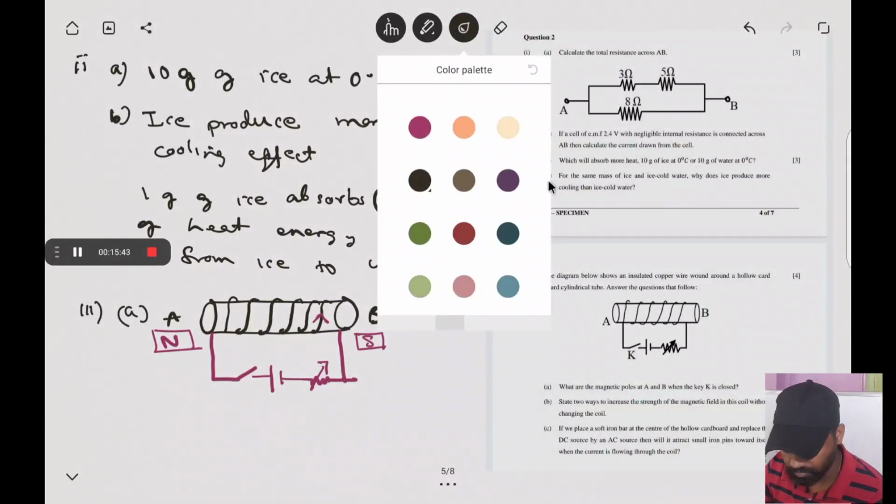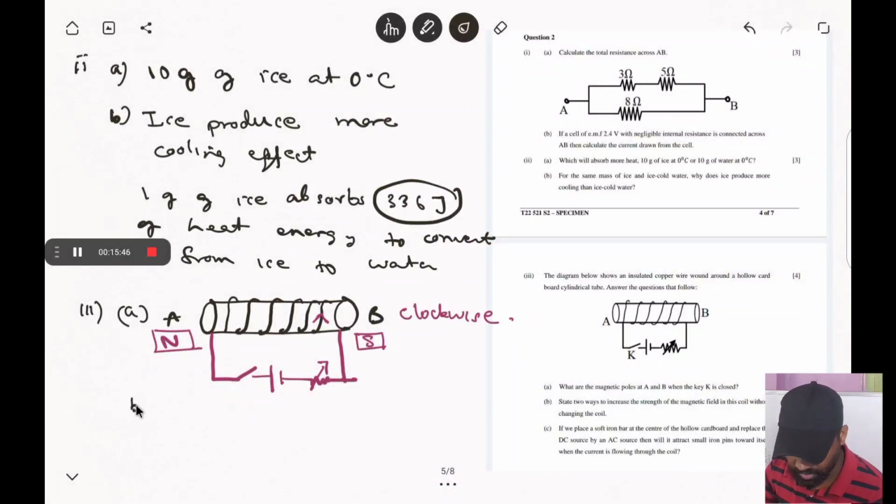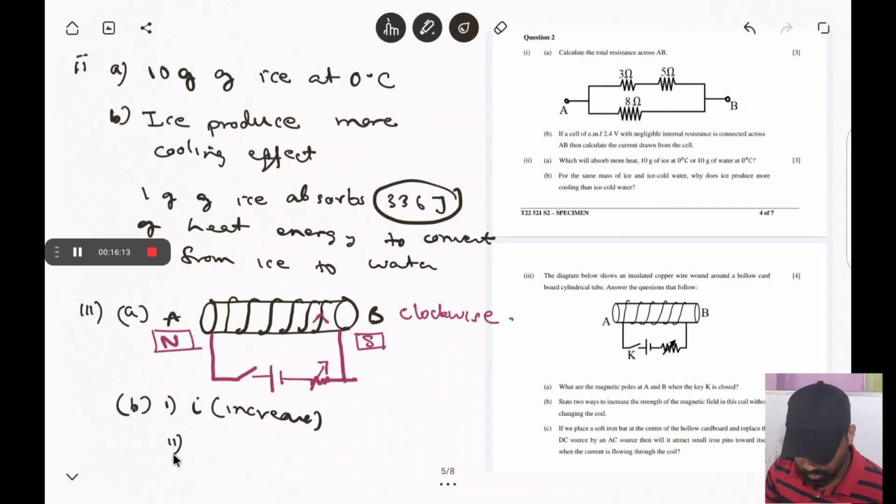Number B we'll see now. Number B, what they've given? State the ways to increase the strength of the magnetic field in the coil without changing the coil. State two ways. How can you increase the strength of the magnet without changing the coil? First thing, increase the magnitude of current. Yes or no? Second, by decreasing resistance. That also we can do with the help of a rheostat, you know.